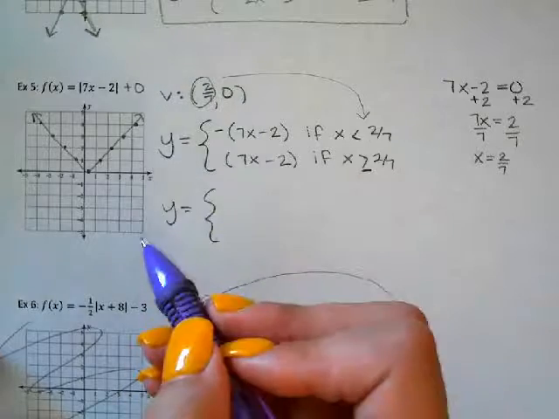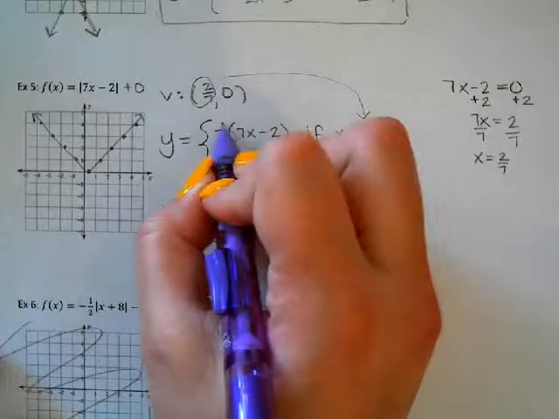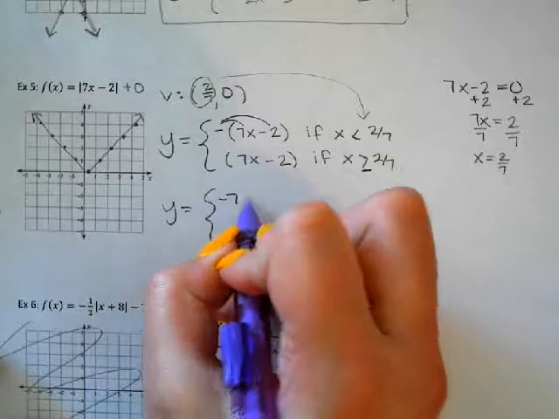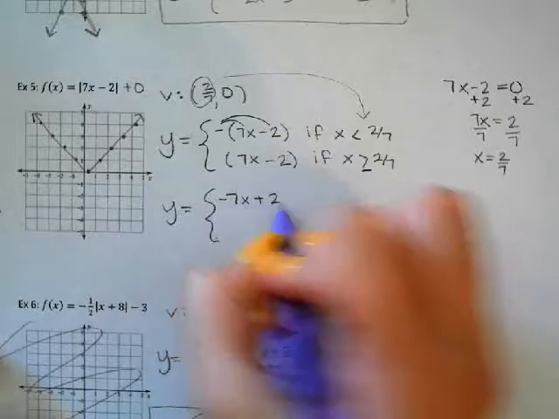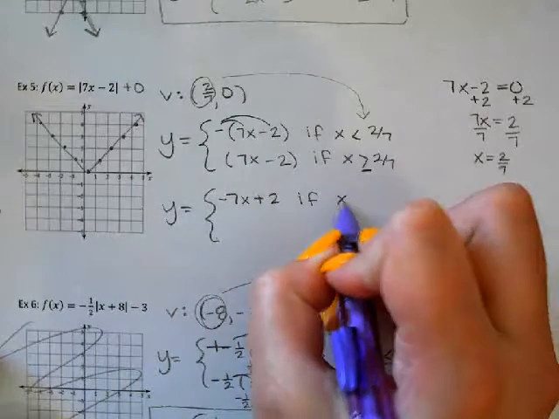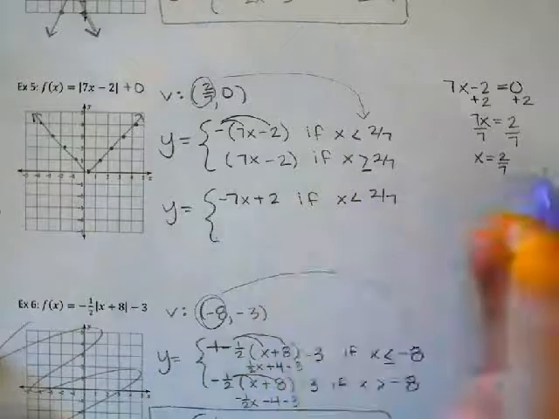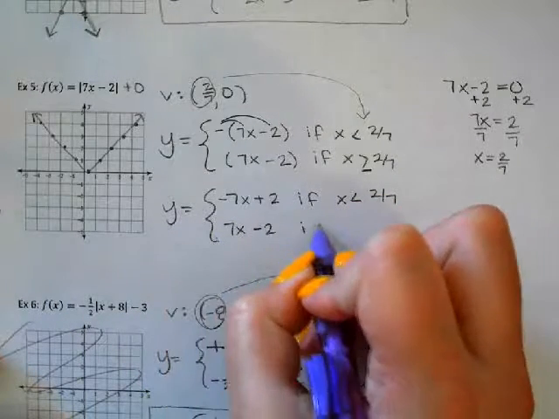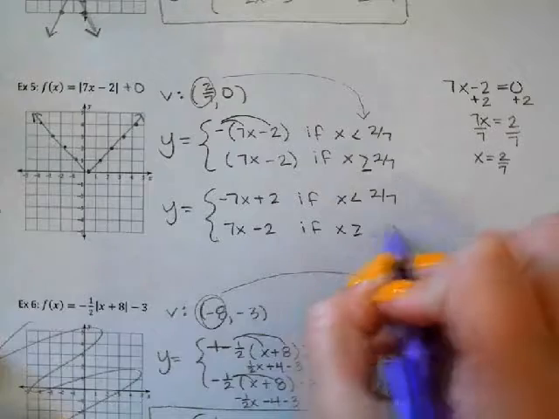So I'm going to go ahead and just distribute the negative. So I get negative 7x plus 2 if x is less than 2/7. Positive 7x minus 2 if x is greater than or equal to 2/7. And then I'm done.